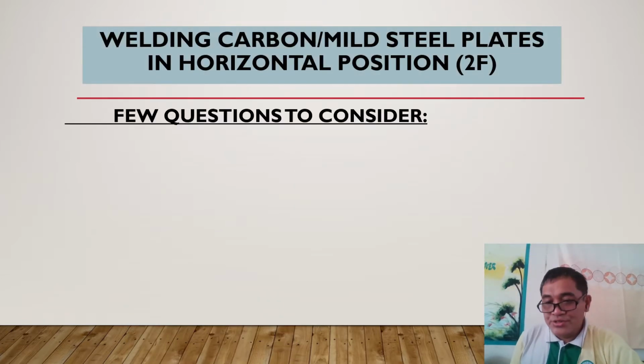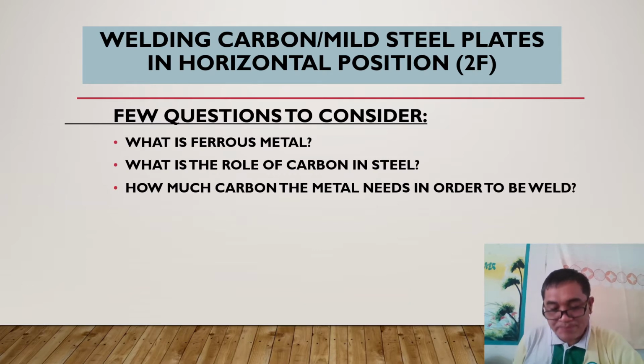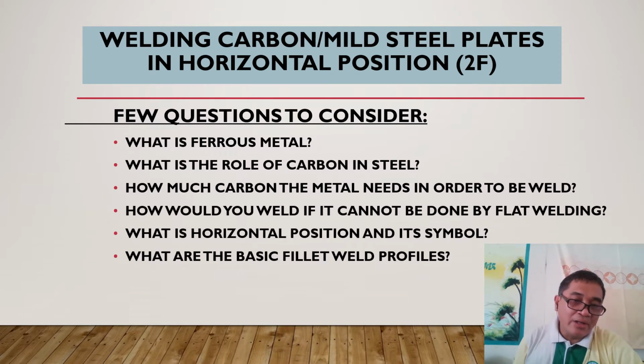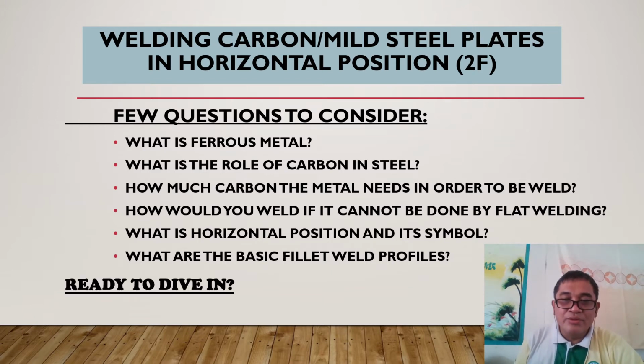We have a few questions to consider as we proceed. Number 1 here: what is ferrous metal? What is the role of carbon in steel? And how much carbon does the metal need in order to be welded? How would you weld if it cannot be done by flat welding? What is horizontal position and its symbol? And what are the basic fillet welds? Okay, ready to dive in? As we go along, we will answer all of those questions in our discussion. Okay, let's go.